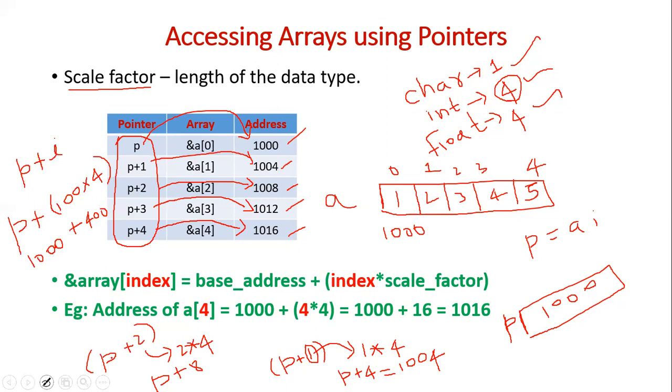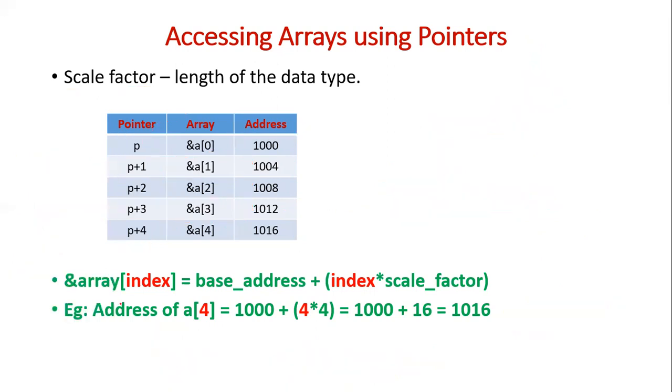Whatever I have explained here can be represented as a formula. The address of a particular index location of an array can be calculated like this: base address plus index into scale factor.